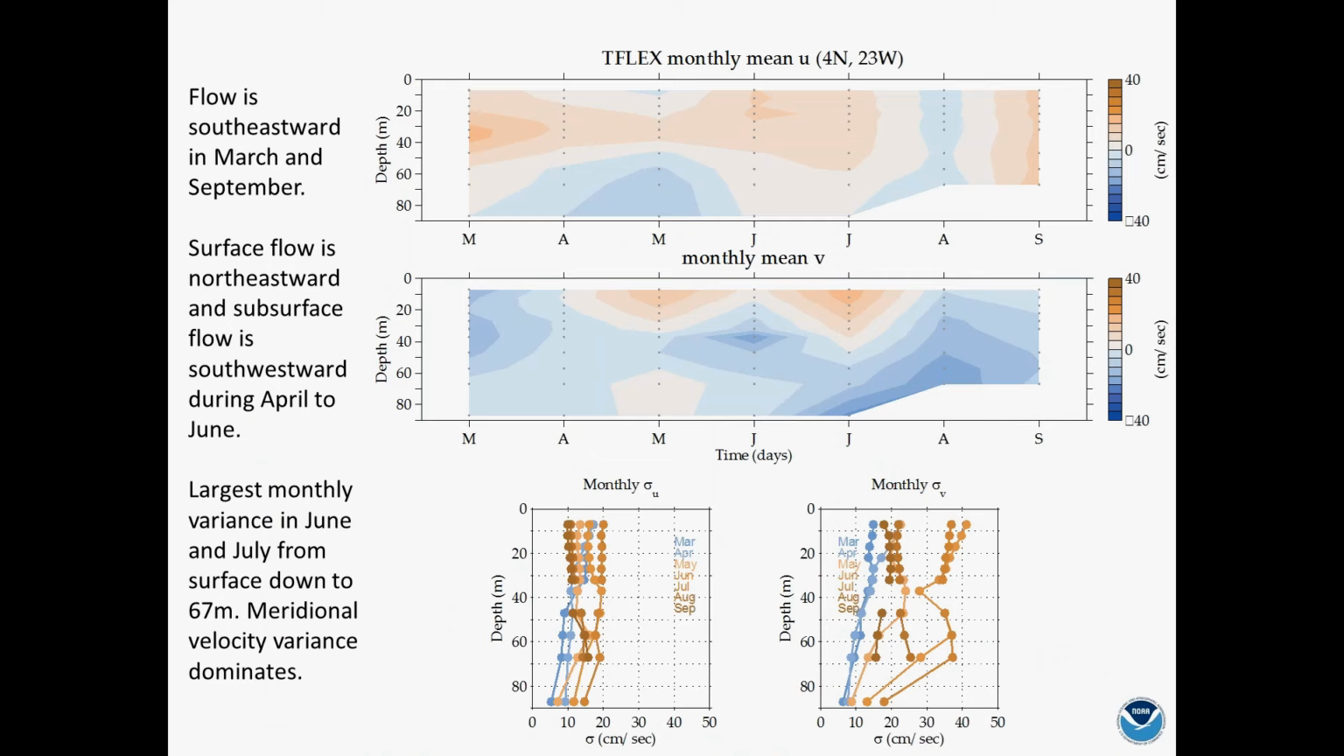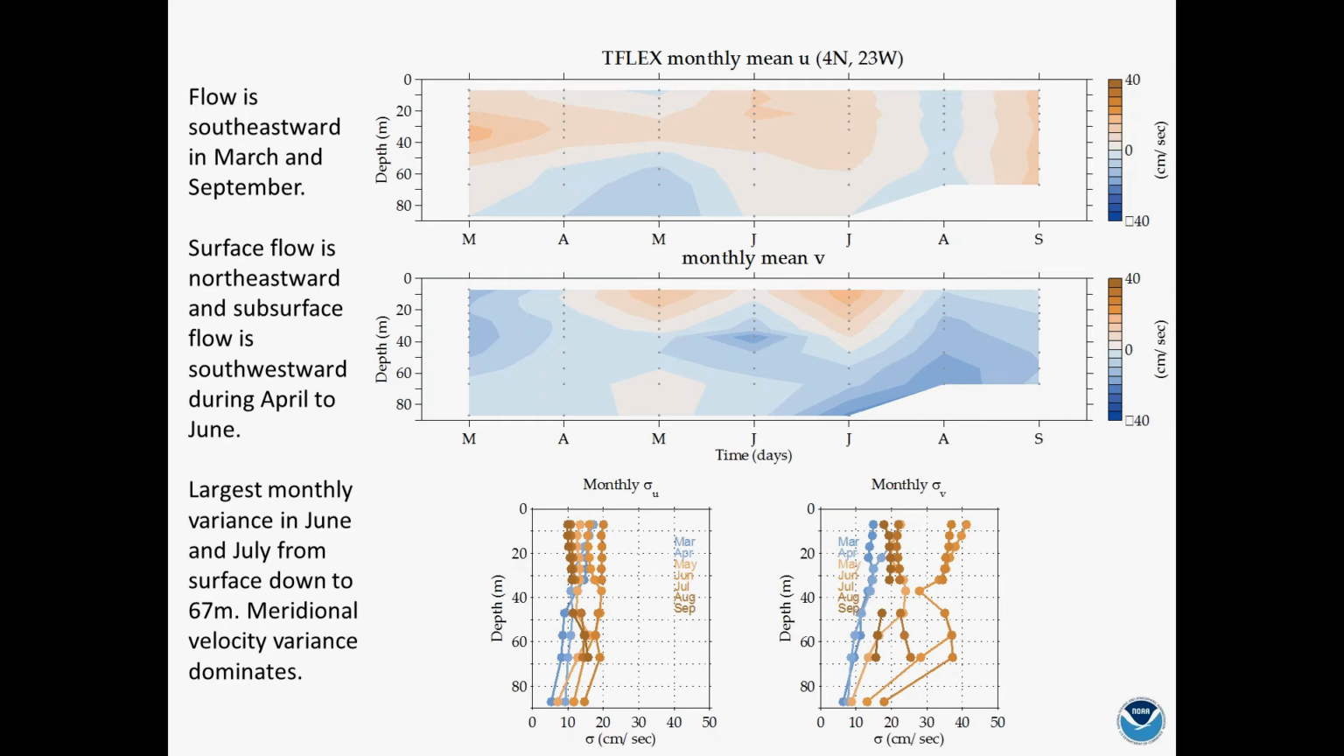Okay, we don't have years and years of data, so we can't look at the seasonal cycle, but we can look at the seasonal evolution of what we've observed so far. These are monthly averages. And what you see is that the flow starts off pretty uniform with depth in terms of the direction of the flow. The flow is all southeastward, so eastward and southward in March, and then it ends the same way as it started. But then during this time period where you have TIWs, you have a sort of two-layer flow in the upper 87 meters. You have a surface flow that's northeastward, so this is going northward and eastward, and a subsurface flow that's southwestward during April to June.